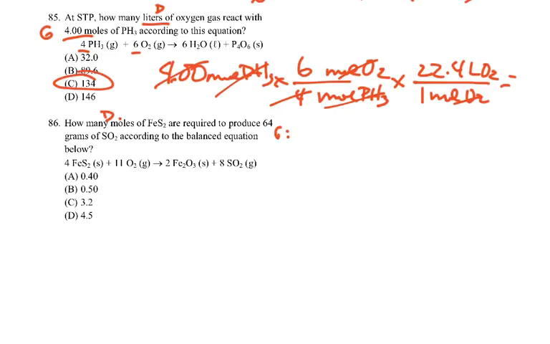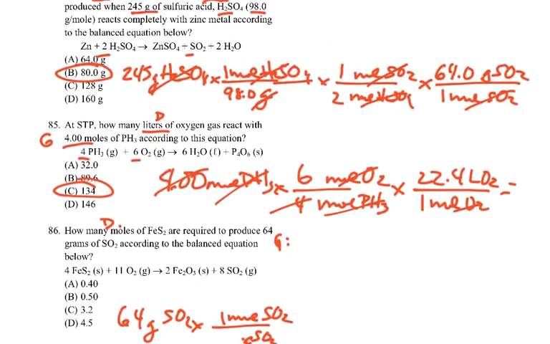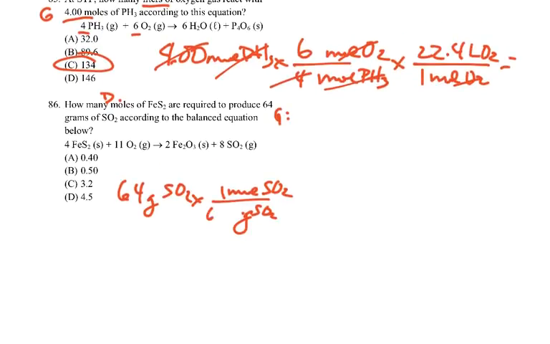Okay. How many moles of FeS2, that's our desired, are required to produce 64 grams of SO2, that's our given, according to the balanced equation. So I'm going to start with 64 grams of SO2. I'm going to go grams of SO2 to 1 mole of SO2. And just up above here, we were given SO2 is 64 grams, so I still remember that. Okay, and from my balanced equation, for every 8 moles of SO2, I'm trying to get the FeS2, 4 moles of FeS2, and that's what I want to do.